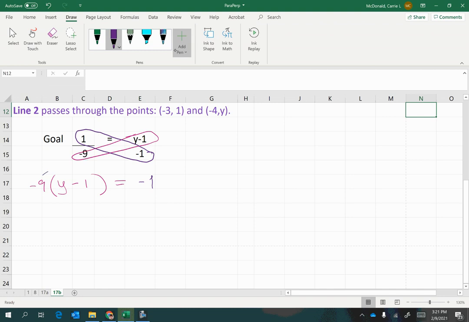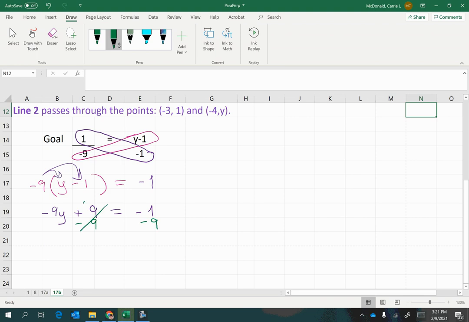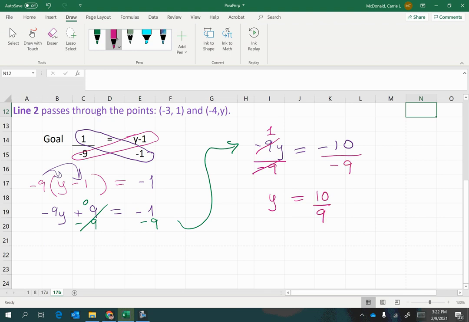Now I'm going to simplify all of this. On the left, I'm going to distribute my negative 9. And just continue solving for y by doing inverse operations. So next I'm going to subtract 9 from each side. This zeroes out. And then I'm going to have negative 9y equals negative 10. Then dividing by negative 9 to make this become positive 1, I get y equals positive 10 divided by 9. So that is the answer that you would replace that y value with. So this is actually the answer we were asked for that would make our lines parallel.